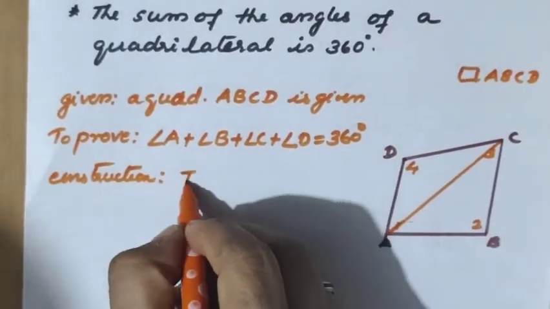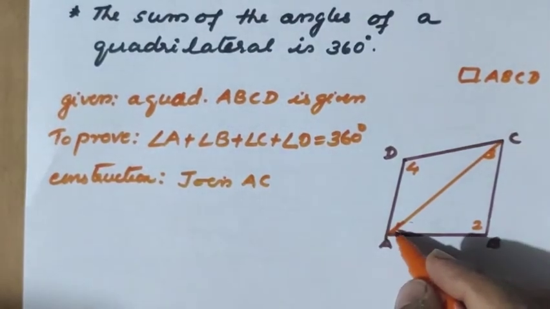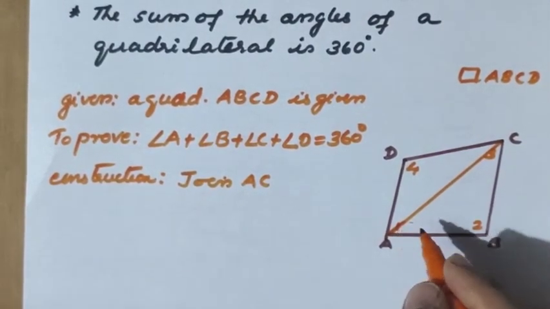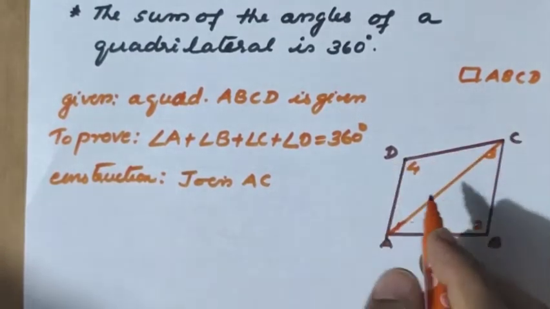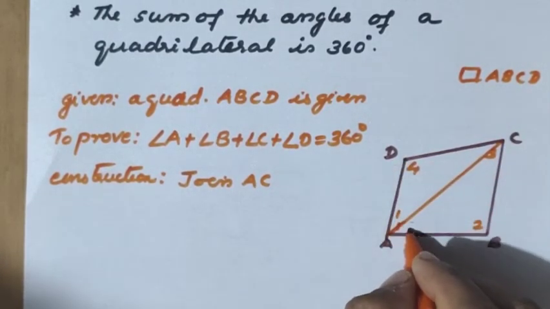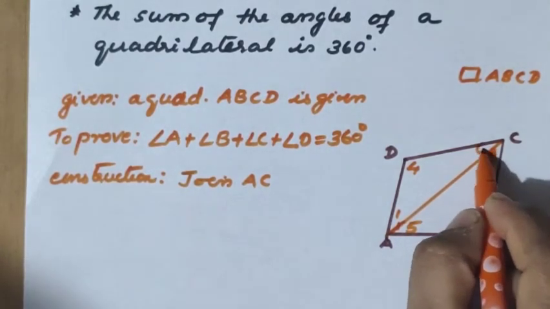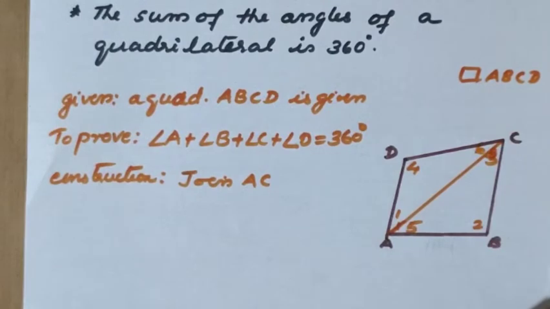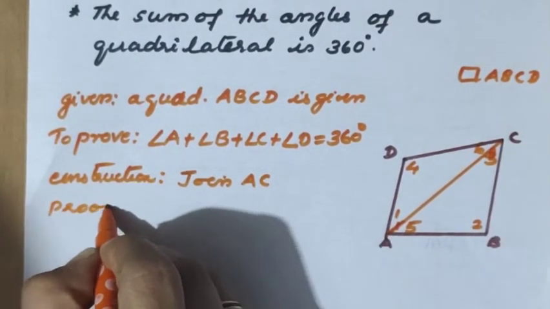So join AC as the construction step. Okay, now the angle A we are dividing into 2 parts. Already 2 and 4 I marked here, so I'll write here 1 and then 5 here. Similarly 3 and 6, the 2 parts we are getting. So now I'll go to the proof.